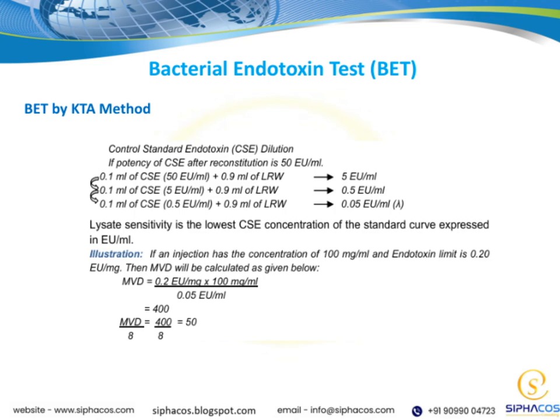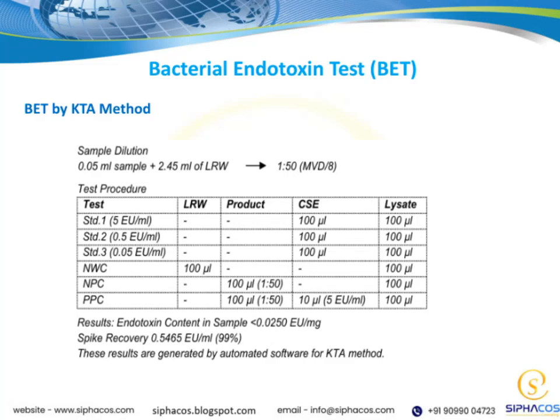Understanding and properly implementing this testing method is a vital step in our quality control protocols. Now, let's move on to the BET by KTA method. BET stands for Bacterial Endotoxin Test, and it's a crucial part of our quality control process. This test helps us detect the presence of bacterial endotoxins in our products, which is essential for ensuring safety, especially in injectable medicines and other sterile preparations.